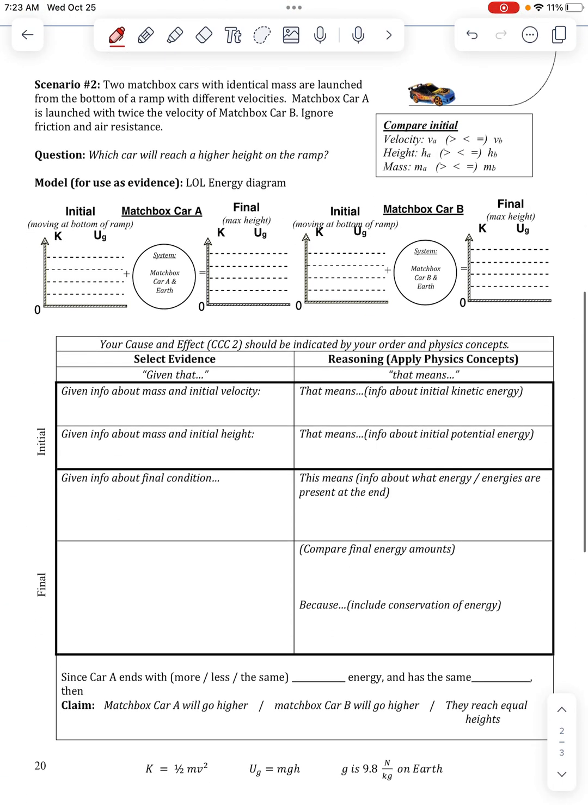So scenario 2 says 2 matchbox cars with identical mass, let's highlight that, are launched from the bottom of the ramp with different velocities. A is launched with twice the velocity of matchbox car B. Ignore friction and air resistance. So they're both going to be launched and they're going to go up. It says, which car will reach a higher height on the ramp?